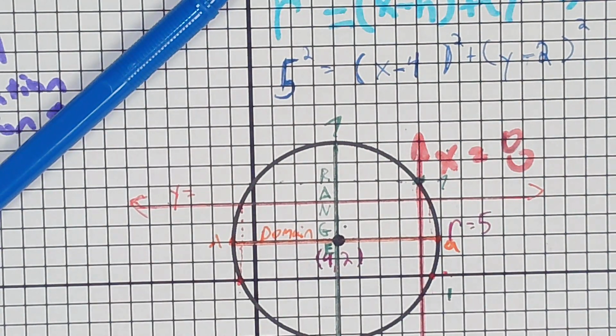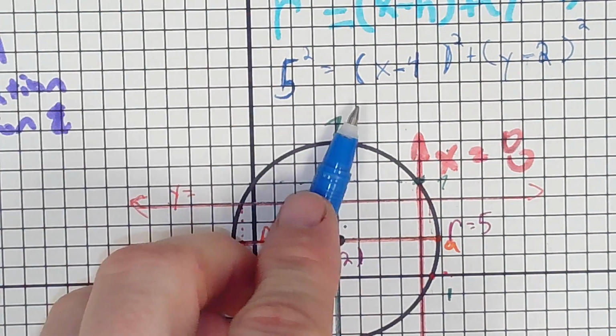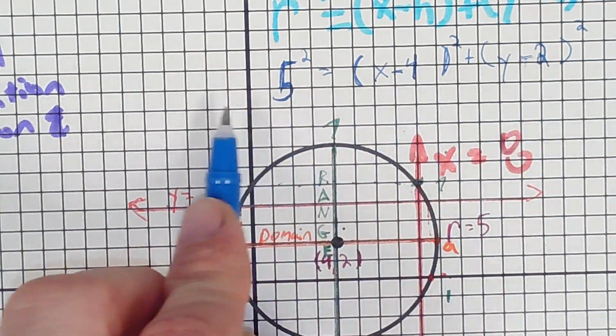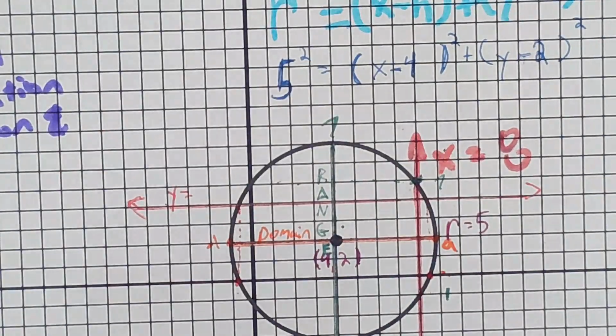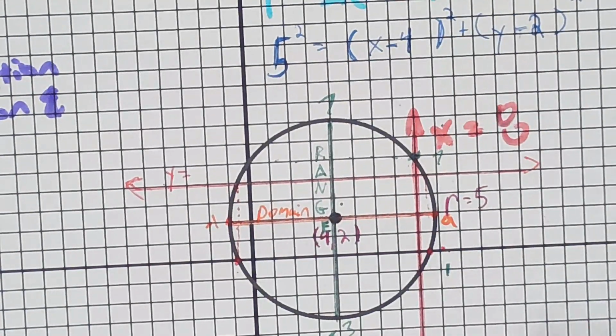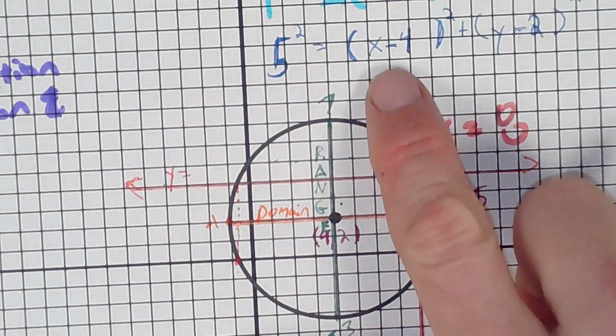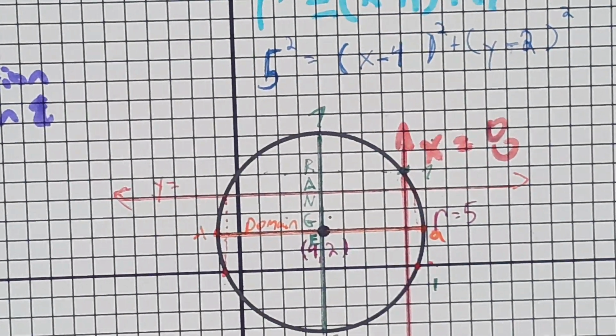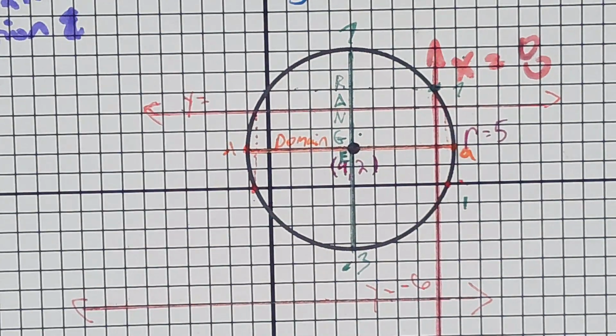So that's kind of why the negative is in front of h and k, right? That's mathematically how it looks. This has got to go on the other side of the equation. When you're solving for x, you have to go on the other side of the equation. Anyway, hopefully that makes sense.